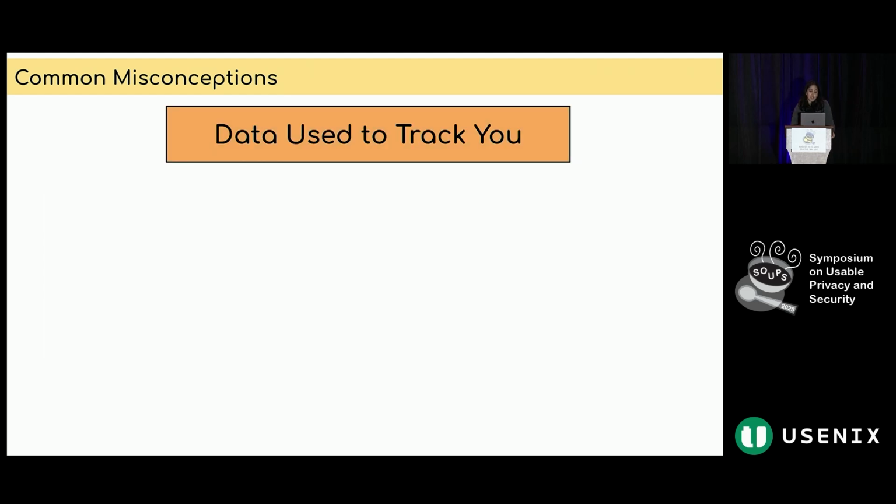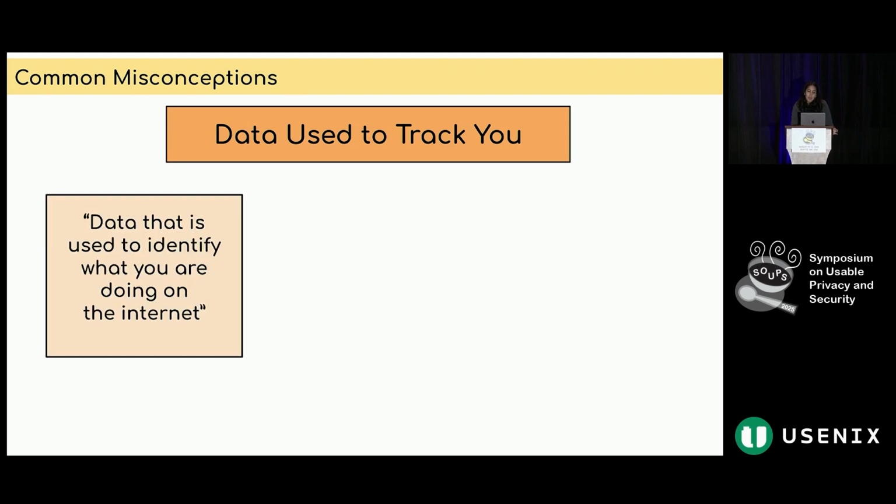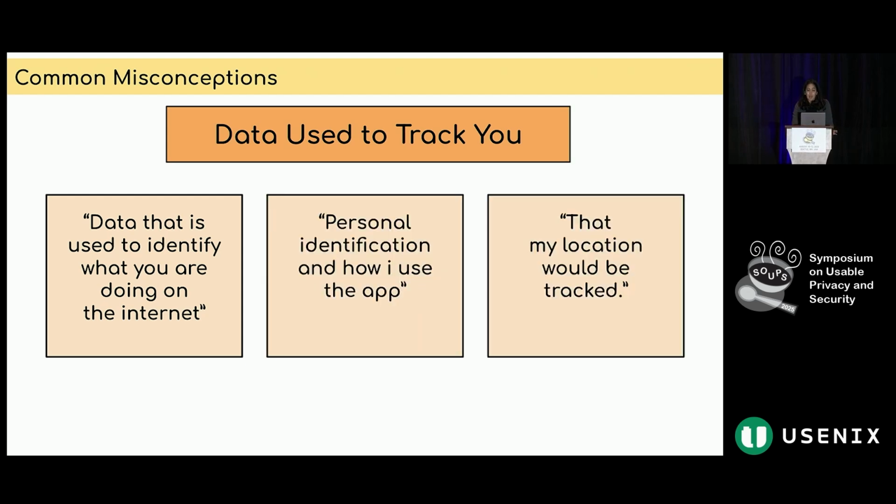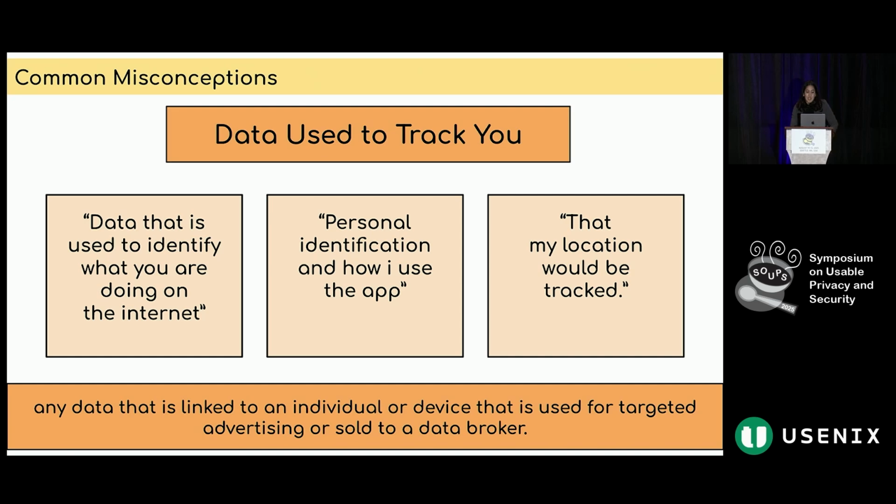As previous research has shown, data used to track you is one of the iOS categories of data, and it is incredibly widely misunderstood in some ways that repeatedly show up. Firstly, people tend to think that it identifies what they're doing on the internet and tracks their internet activity. They think it's personal identification of them and the ways in which they use the app. And the word track is often misconstrued to mean location tracking, whereas it simply means any information that is linked to the individual or device and is used for targeted advertising.